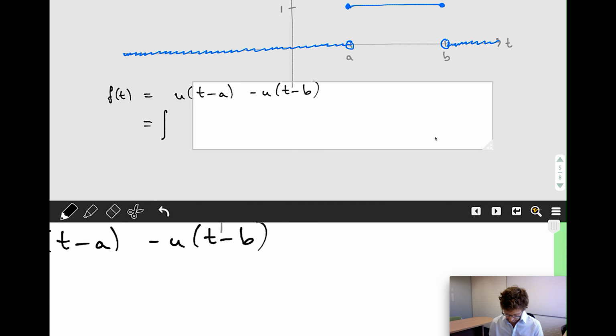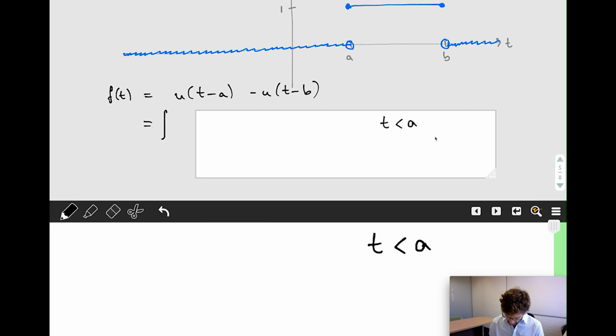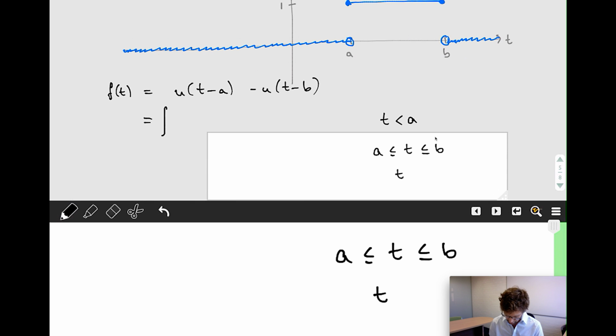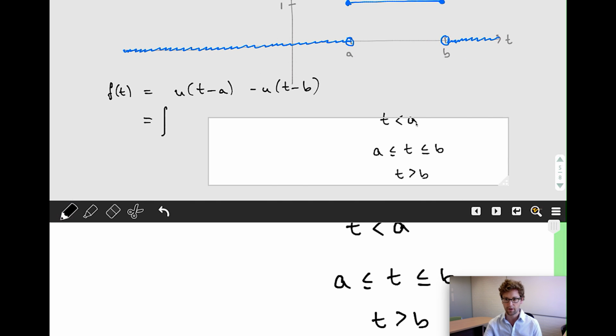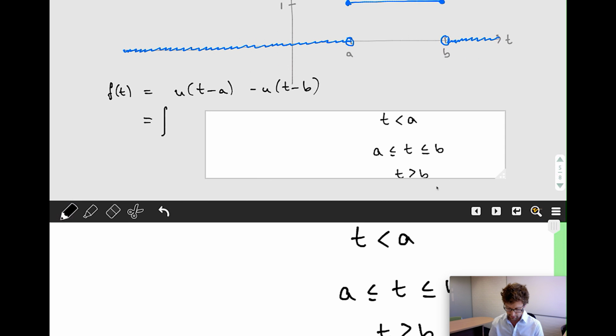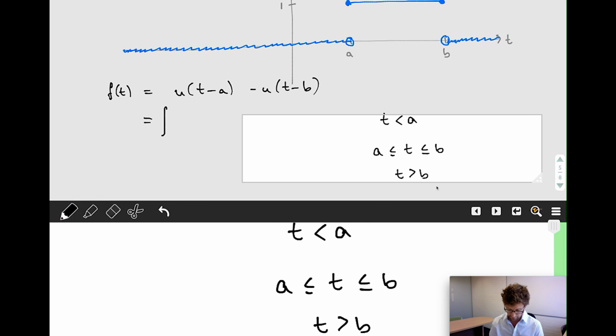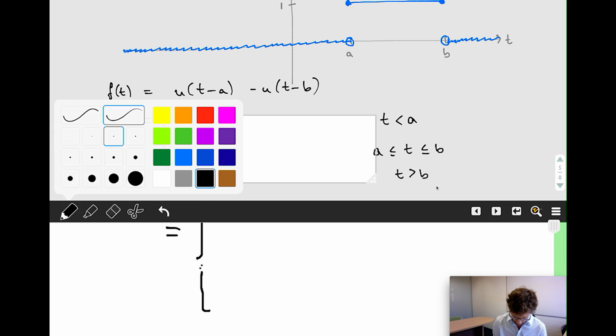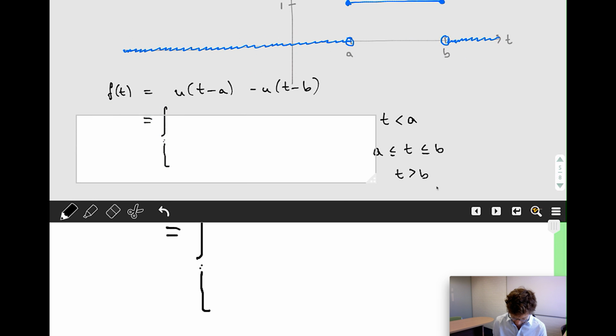I've got t is less than a. I've got t is between a and b. And I've got t is greater than b. Those are the three different possible values of t that are relevant for this particular function. So let's take a look at what these combined Heaviside functions do in these different ranges.